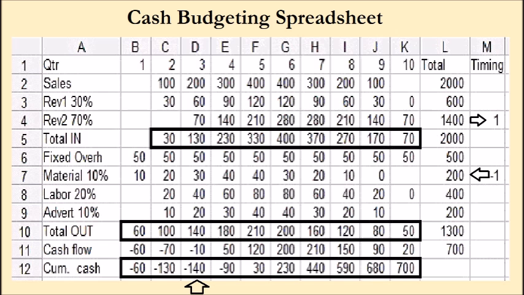Let's accumulate the cash flows in line 11, doing that in line 12, and we'll notice the most negative number, the reason for all of this, is found in the third quarter of minus 140. That's the amount of the loan you'd probably ask for, and this documentation is a betterment in your application showing you know what you're doing.